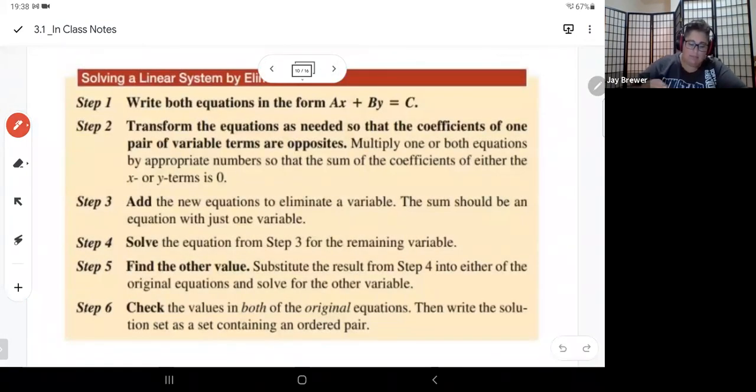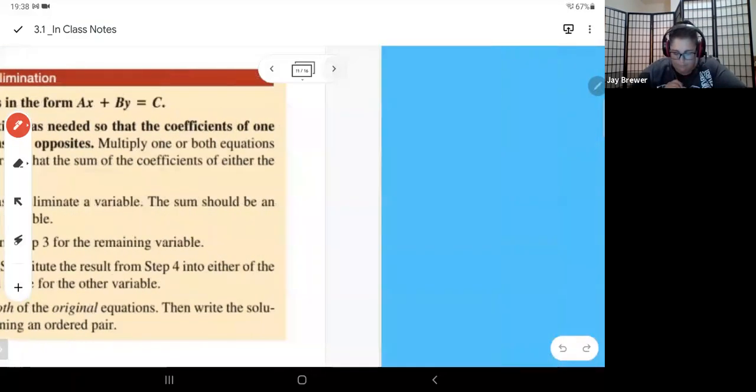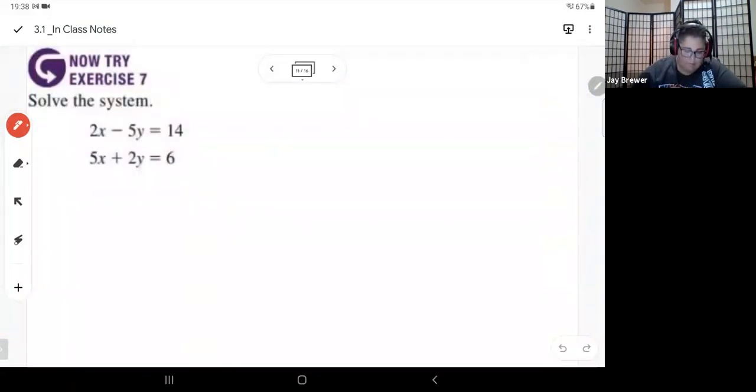All right, again, this is just your steps for elimination. You can either write them down now or you can write them down after. All right. We're going to go ahead and do elimination again. We're going to multiply the top by, we're going to eliminate the x this time. So we're still going to multiply by 5 and 2.